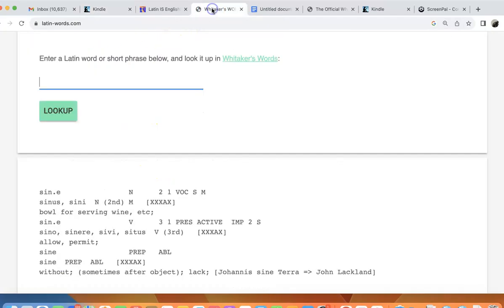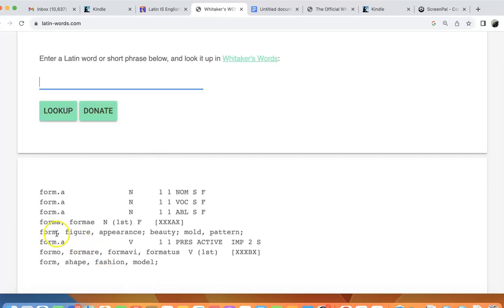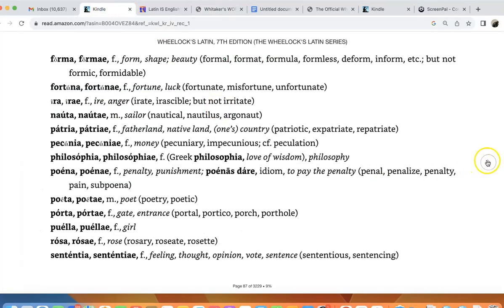Once again, for a little bit of confidence, if you wanted to use Whitaker's Words, you could do that as well. Form, figure, appearance, beauty, mold. Notice that Whitaker's also uses the forma, formae, so it gives both the nominative and the genitive. It's a noun, feminine. Can also be a verb, so V means verb. Forma, formare, formavi, formatus. And so this is a good tool and site for learning Latin.